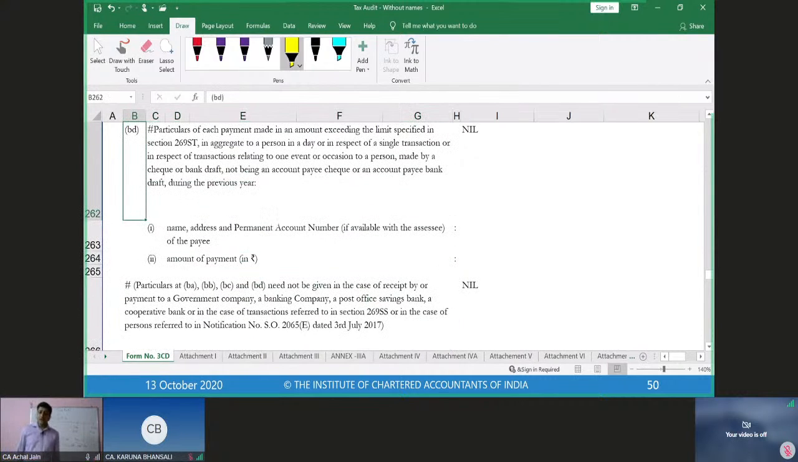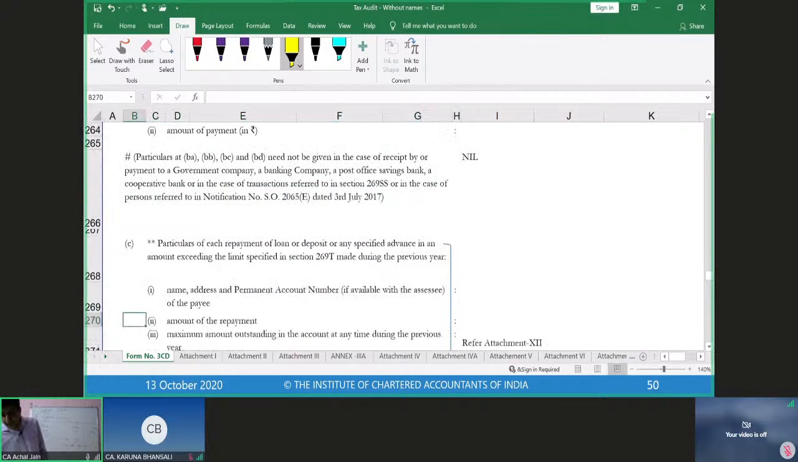BD, particulars of each payment made in an amount exceeding the limit specified in section 269ST in aggregate to a person in a day, or in respect of a single transaction, or in respect of transactions relating to one event or occasion to a person, made by a check or bank draft, not being an account payee check or an account payee bank draft during the previous year. So name, address, PAN number, amount of payment, all of these particulars are required to be furnished again.